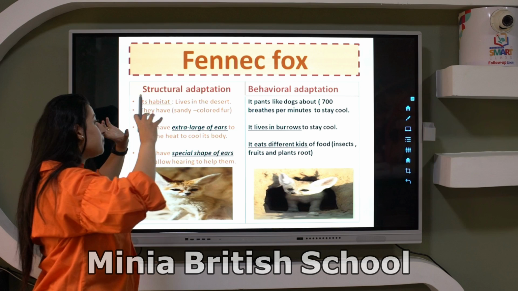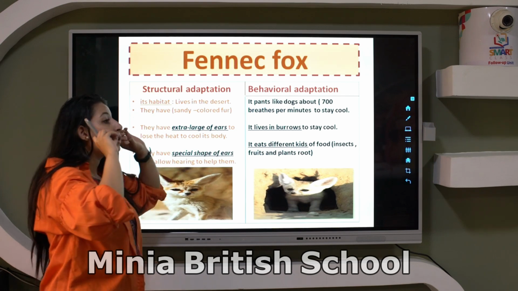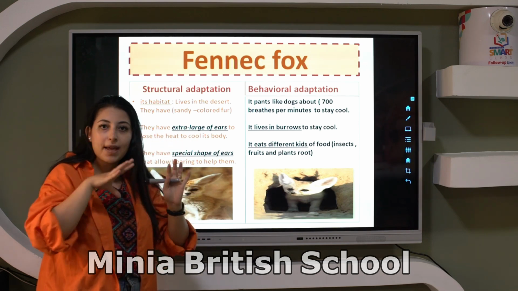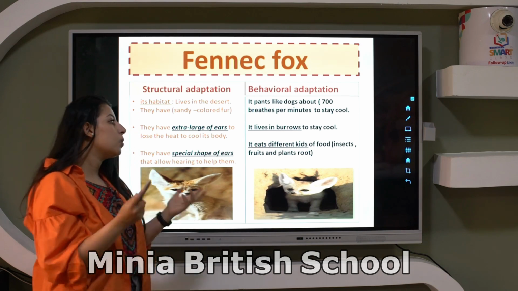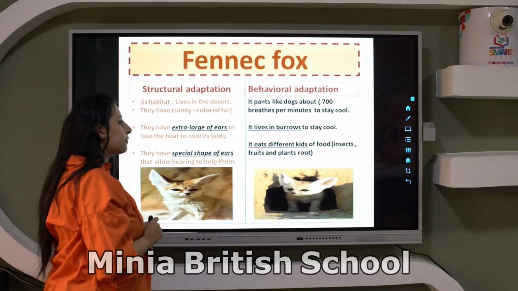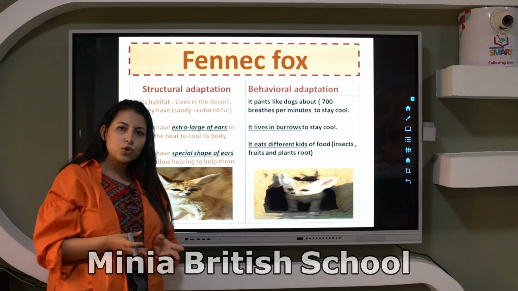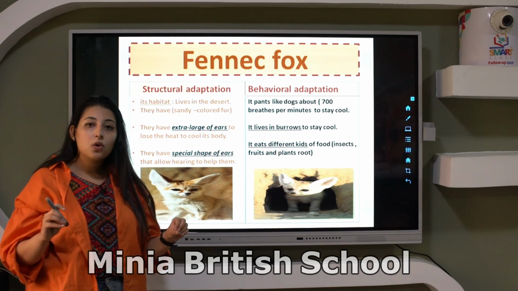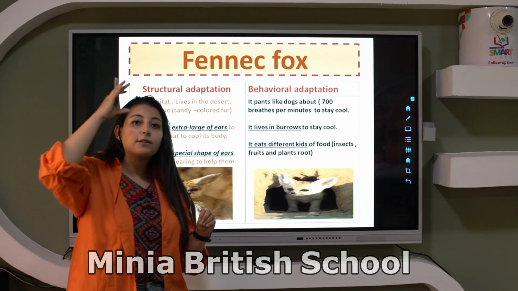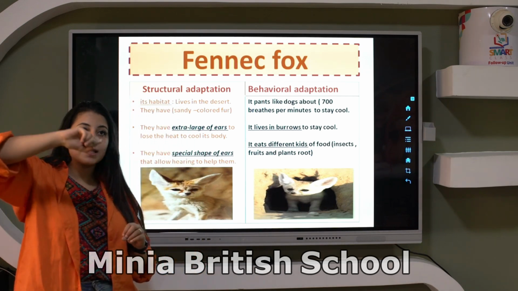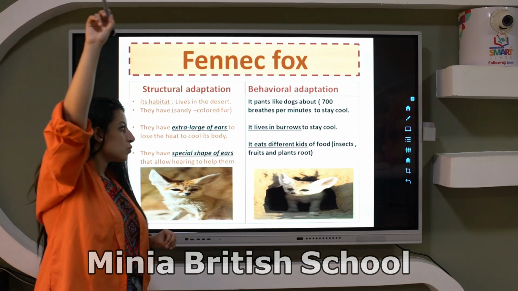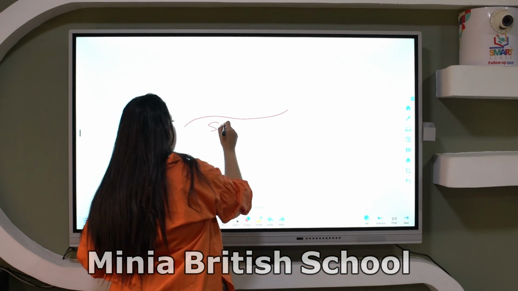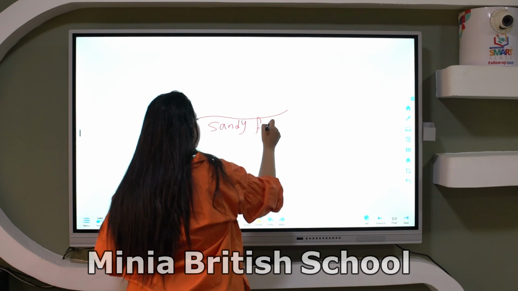Why do you think? These ears can lose heat from its body, so it can keep its body cool. Also, it has sandy colored fur. Sandy colored fur is not only for camouflage, no. Sandy colored fur also reflects the sunlight that falls on its body, reflects it again to the sky. Look, this is the fur of the fennec fox, sandy fur.